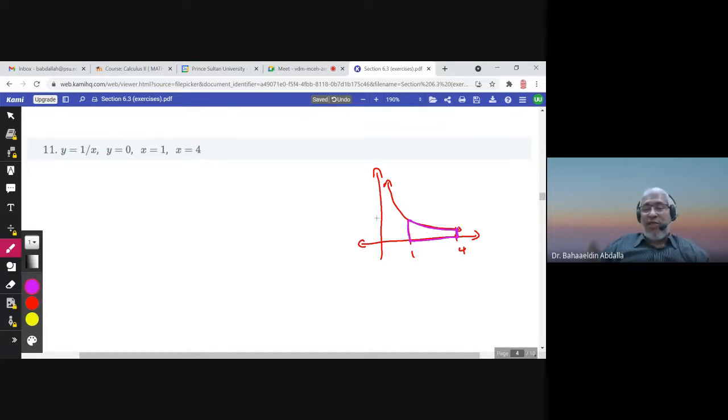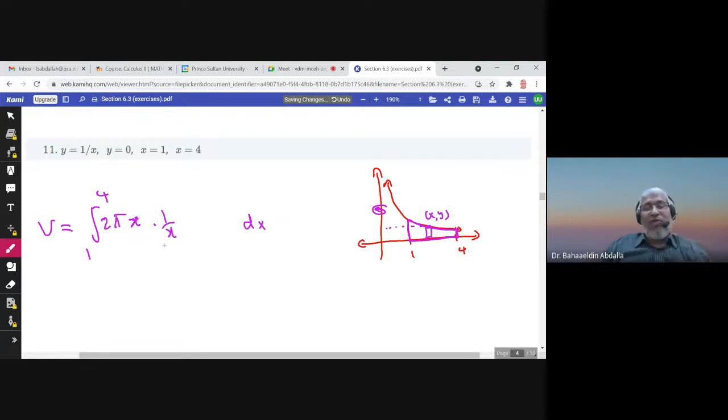We are still rotating about the y-axis. I choose a rectangle parallel to the y-axis. So the volume would be the integration with respect to x from 1 to 4 of 2 pi times the radius, which is x, because this point has coordinates (x, y) and this is the x coordinate, times the height of the rectangle, which is y, equal to 1 over x. So x times 1 over x is 1, and this would be from 1 to 4, 2 pi dx, and 2 pi is a constant. So the answer would be 2 pi times 4 minus 1, which is 3. So the volume would be 6 pi. Using disk and washer here is not easy at all. We have to divide the region into 2 regions.